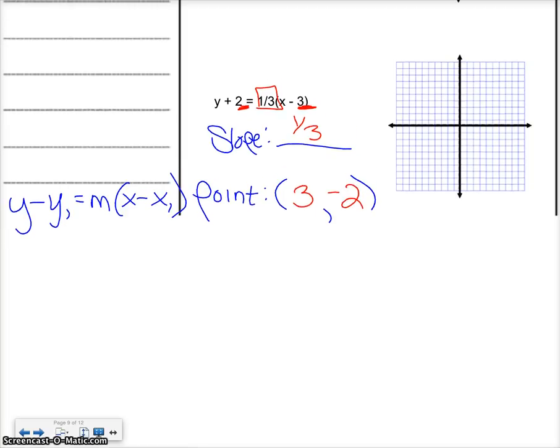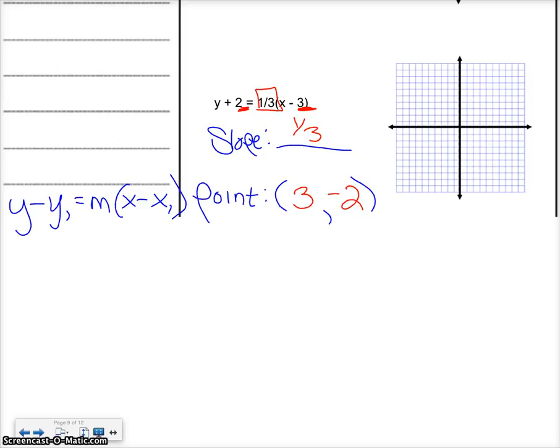And then you plot that. 1, 2, 3, negative 2. There's my point. And now I use my slope to continue the line. Up 1 over 3, up 1 over 3, up 1 over 3. I feel like my graph is weird, but anyways, there is the graph. Okay, I'm assuming that y-intercept is not a perfect point. That's another reason why we like to graph right from point slope.